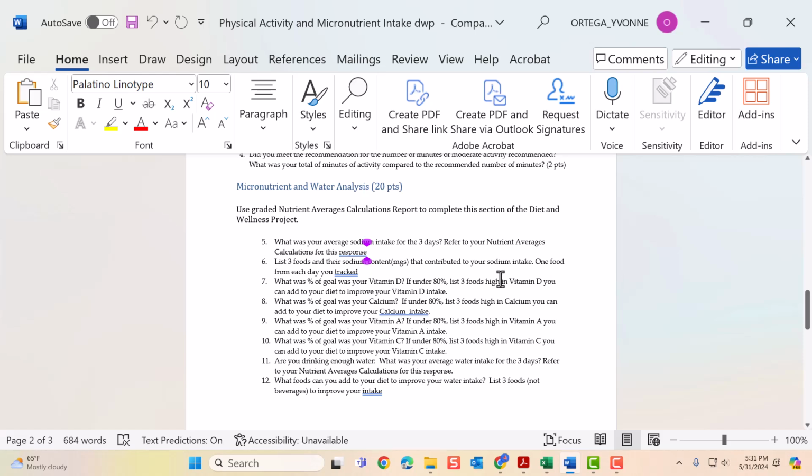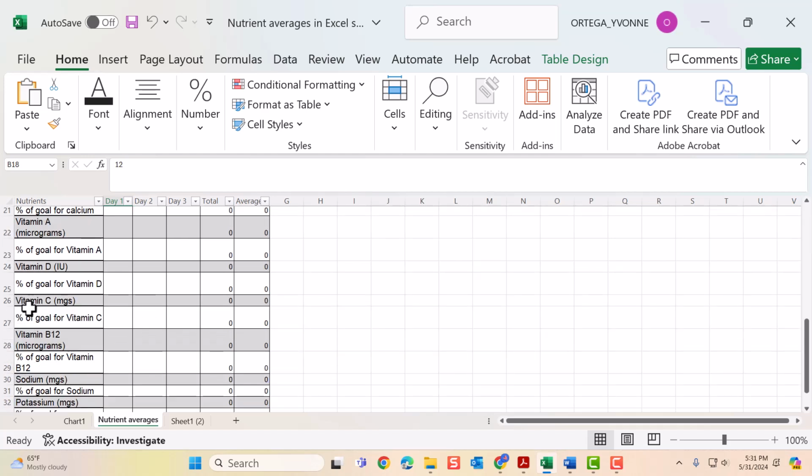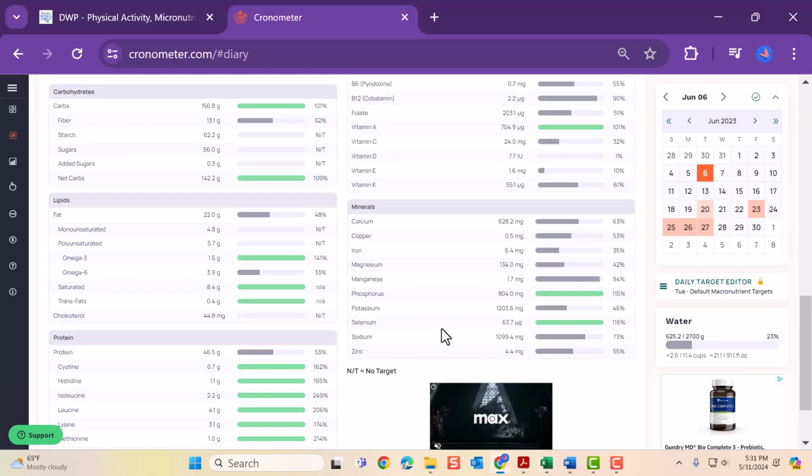Then you'll do the same thing. What was your percent for vitamin D? So percent of goal or DRI, remember that's different, not how much vitamin D, but what percent. Or you would look for the vitamin D percent of goal that you already calculated and then write it there. And then the rest, you would do the same thing. Okay, so you're using, again, the food diaries and the nutrient averages calculations you've already done, and you're going to answer the questions related to your micronutrient intake and your water. Thank you.